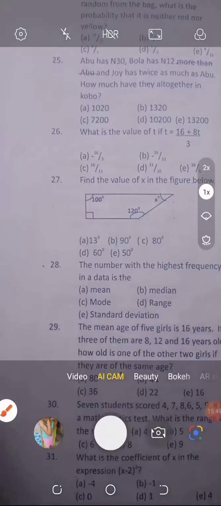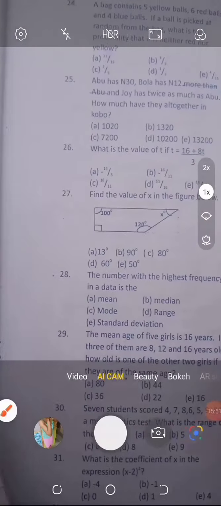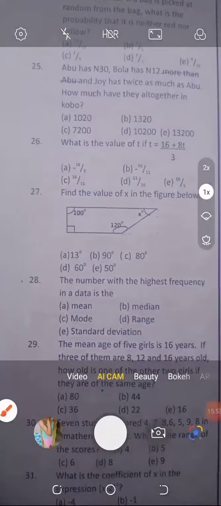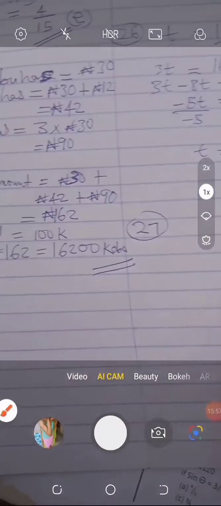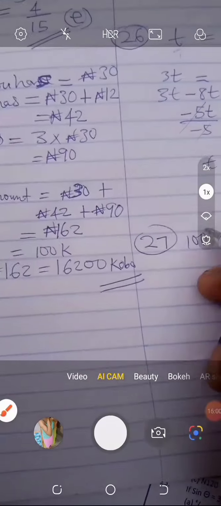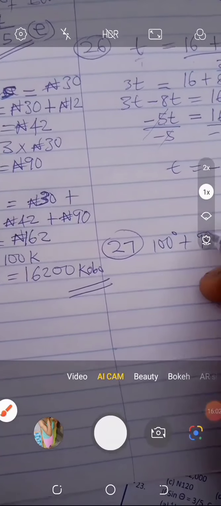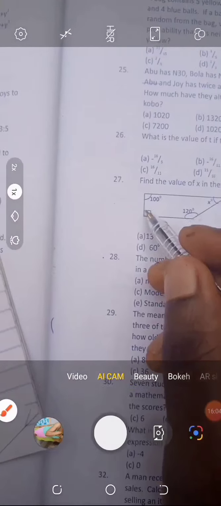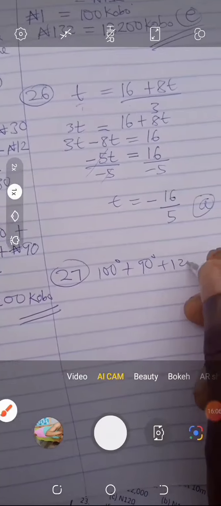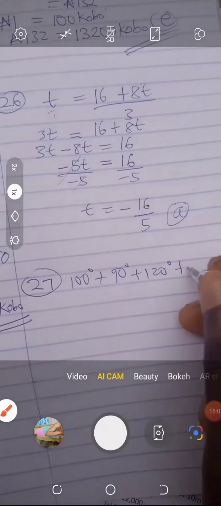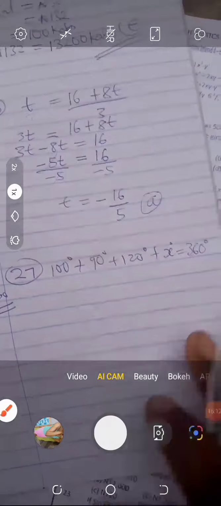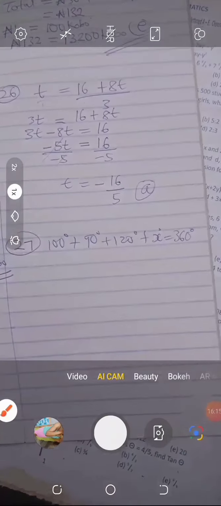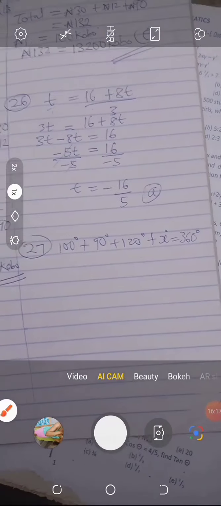If we are conversant with that, we add up all these angles and we get 360, which is the sum of angles in a quadrilateral. So from what we have in this place, we have 100 degrees plus 90 degrees. I told you here is 90 degrees, here is 90 degrees. So we have plus 120 degrees plus x degrees. Everything will be equal to 360 degrees. I told you the reason is that they are the sum of angles of a quadrilateral.